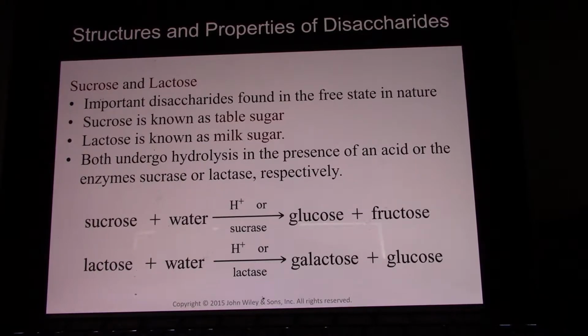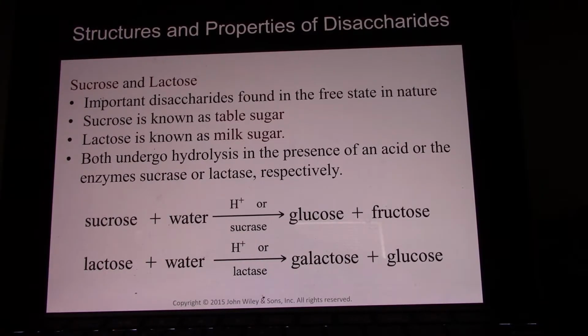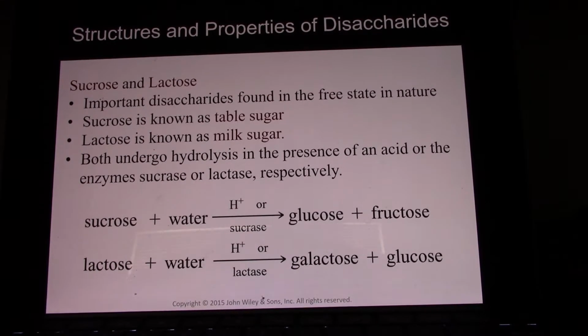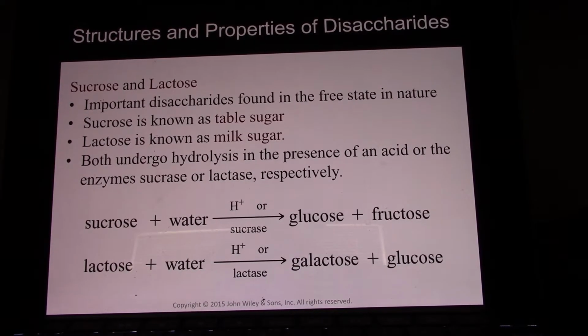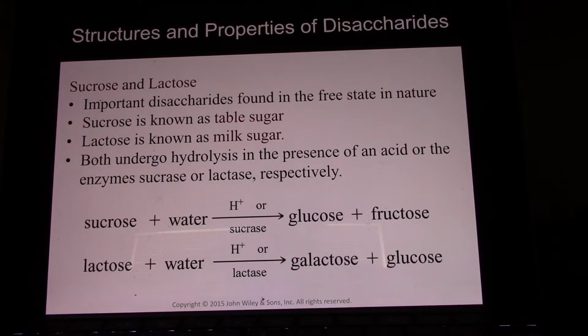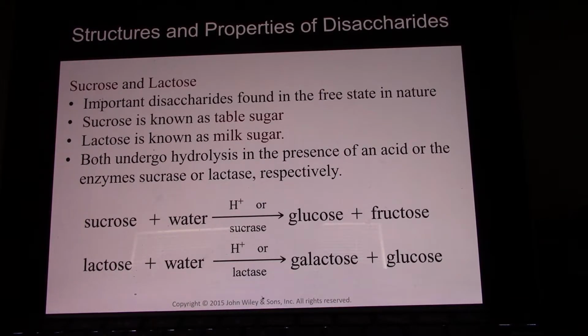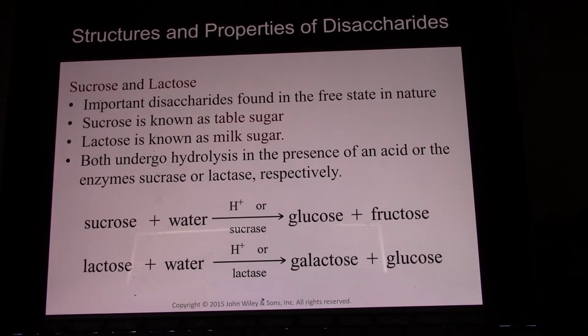Sucrose and lactose are important disaccharides found in the free state in nature. Sucrose is known as table sugar. Lactose is known as milk sugar. Both undergo hydrolysis in the presence of an acid or an enzyme, sucrase or lactase, to produce monosaccharides. Sucrose is broken back down into glucose and fructose. Lactose is broken back down into galactose and glucose.